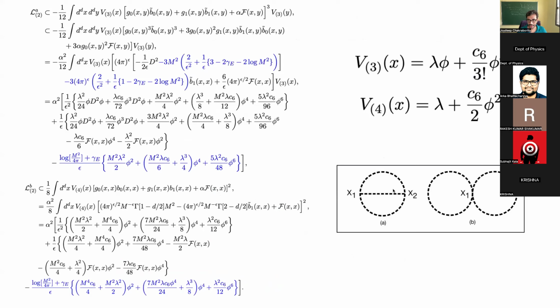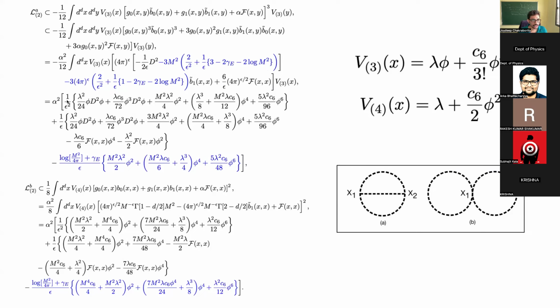So these are the 2-loop diagrams. Then I can calculate my V3 and V4 for the given Lagrangian, which are like this. And this formula I had earlier, I plug it back. If I do that and manipulate, I get this formula for this contribution.